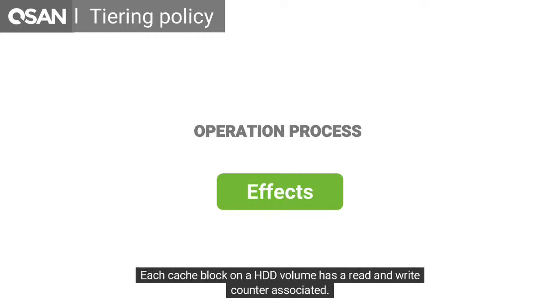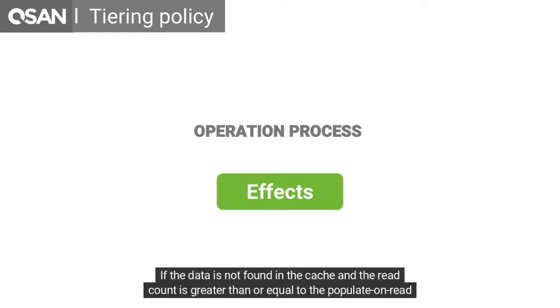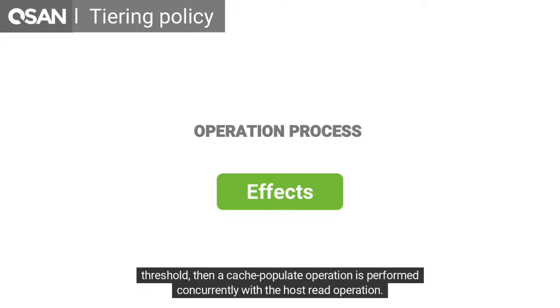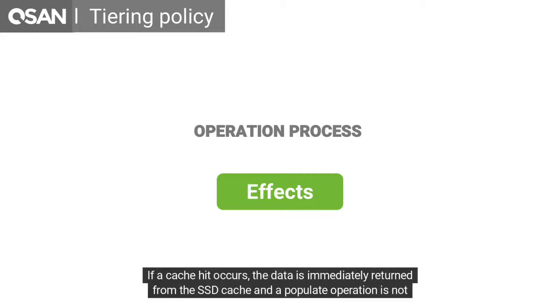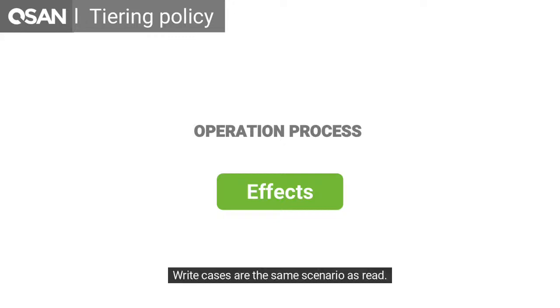Each cache block on an HDD volume has a read and write counter associated. When a host requests to read data located in the cache block, the read count is increased. If the data is not found in the cache, and the read count is greater than or equal to the populate on read threshold, then a cache populate operation is performed concurrently with the host read operation. If a cache hit occurs, the data is immediately returned from the SSD cache, and a populate operation is not performed. If the read count is smaller than the threshold, a populate operation is not performed. Write cases are the same scenario as read.